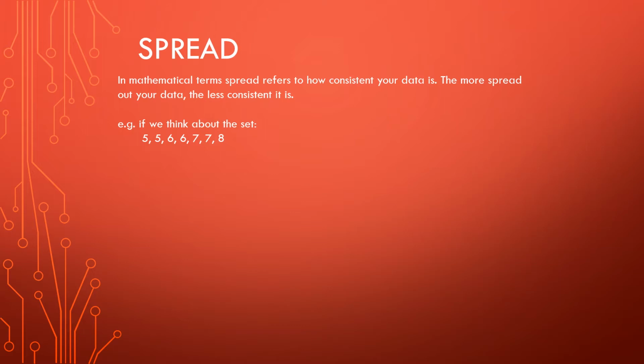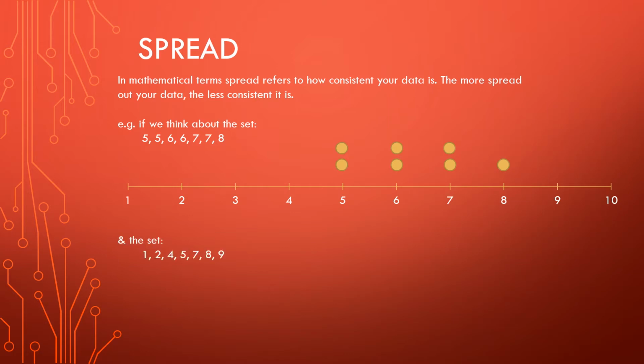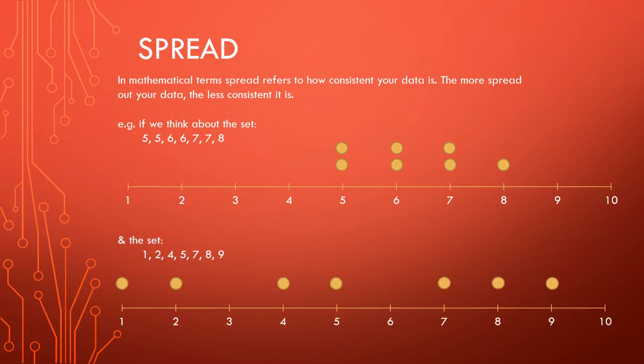The more spread out your data is, the less consistent it is. So if we think about this set of numbers, we've got 5, 5, 6, 6, 7, 7 and 8, and we think about what that looks like. Okay, it's quite compact, reasonably close together. If we take a different set, there's still 7 numbers in this set: 1, 2, 4, 5, 7, 8 and 9. We can see straight away that that set is a lot more spread out than the one above it. It's a lot less compact, it's a lot less consistent. So we need to have a way of measuring that as well.